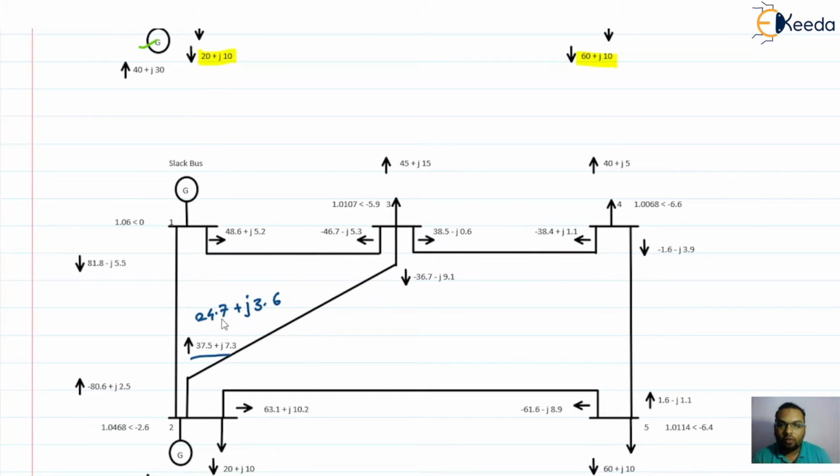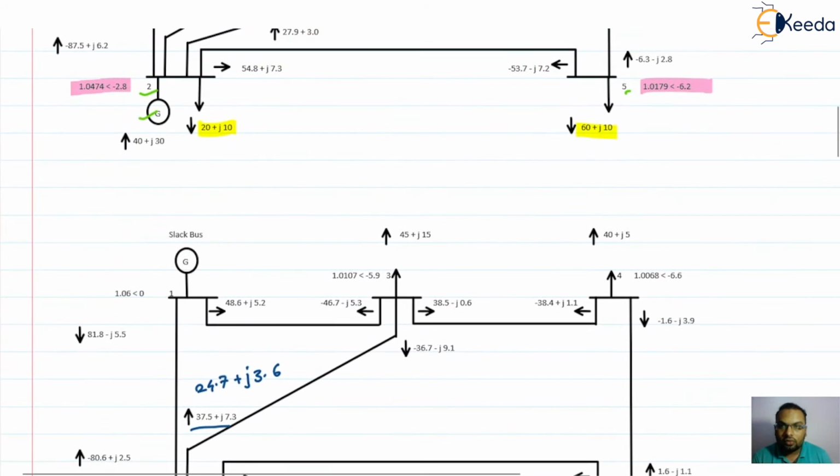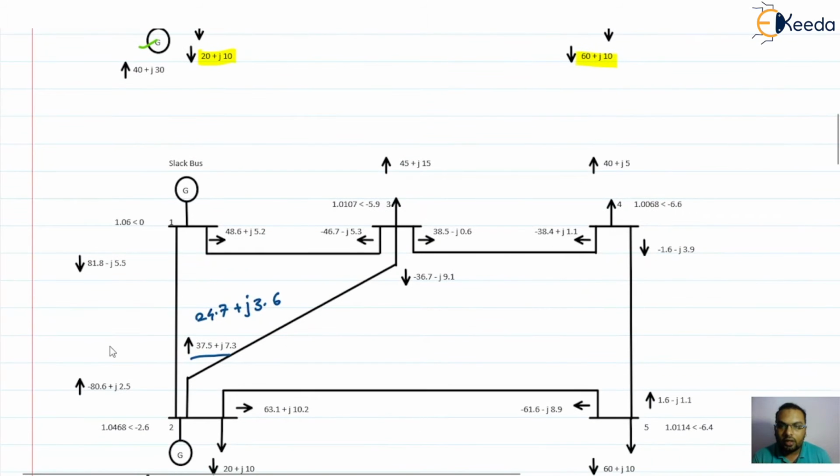This line is overloaded now. Earlier it was loaded with 24.7 megawatt, now it is carrying 37.5 megawatt. So overloading of the line is happening here, and we can easily see that. Again, we can see other things as well. The voltage on bus 2 has changed. It was earlier 1.0474 at an angle of minus 2.8 degrees. The voltage has changed here.